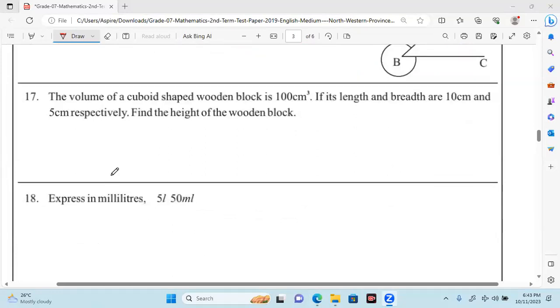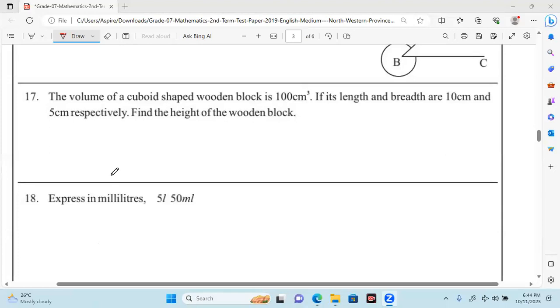Okay, 17th question. The volume of a cuboid shaped wooden block is 100 cubic centimeters. If its length and breadth are 10 centimeters and 5 centimeters respectively, find the height of the wooden block.